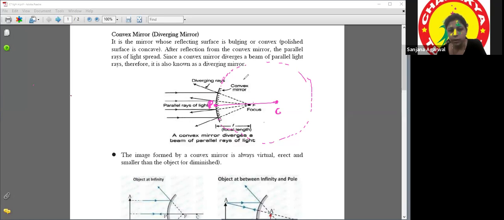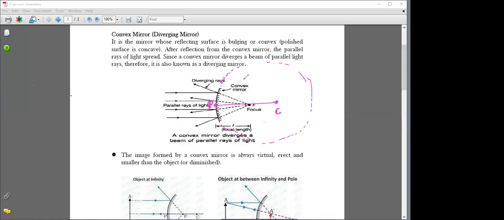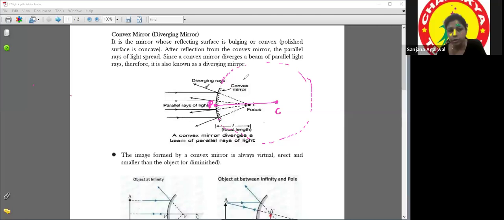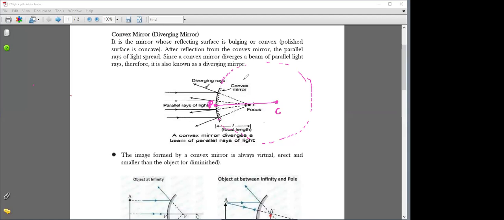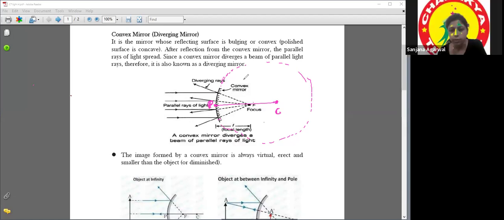What does this word mean? Ma'am, my battery went down, so I had to leave and join. What did we do? Why don't you connect your charger? Yes, ma'am, I connected and I rejoined. What did we do? Okay.